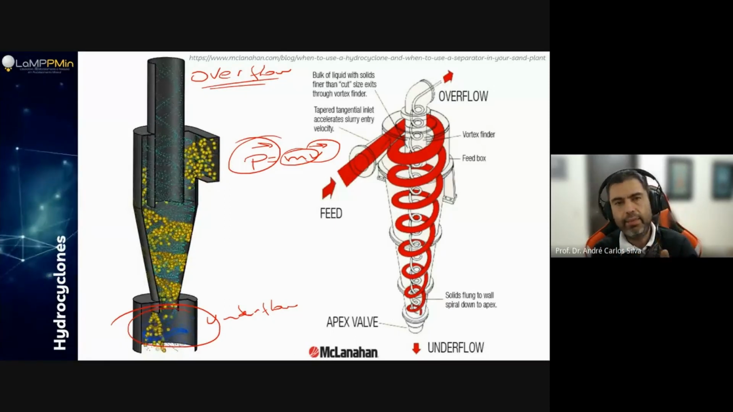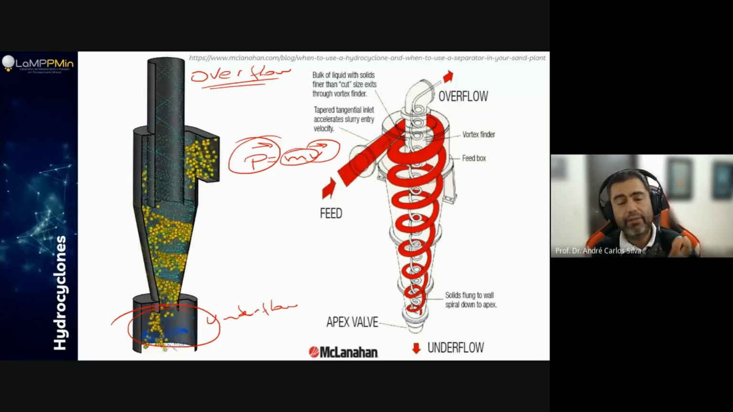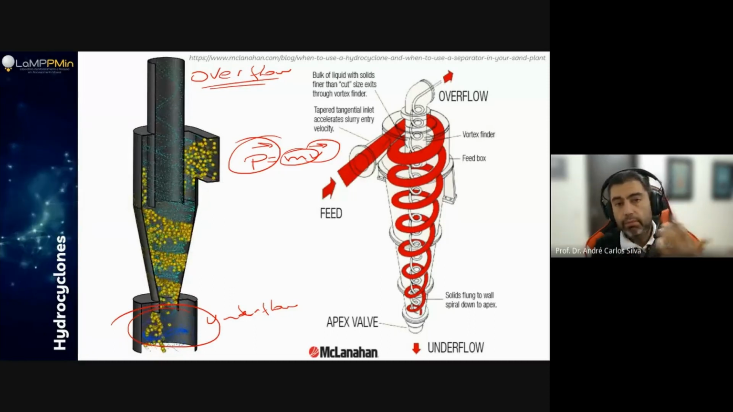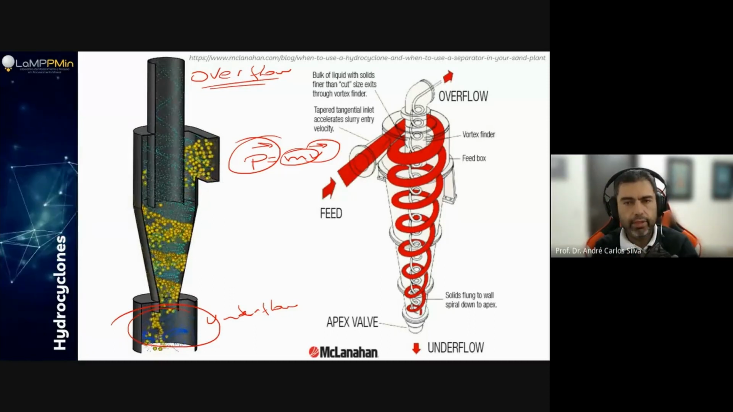But the desliming is one of the best applications for hydrocyclones. What is desliming? It is the removal of the very fine particles present together with your ore, or made by your ore. But a hydrocyclone can do this.